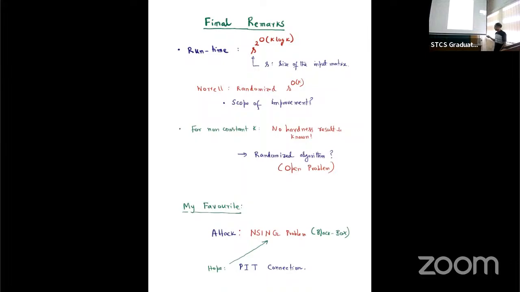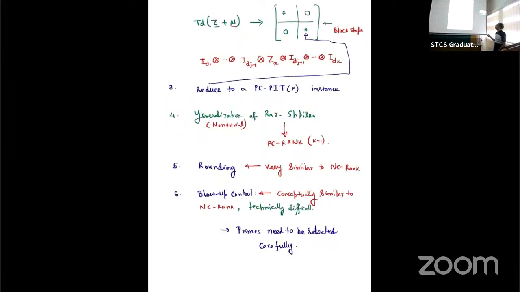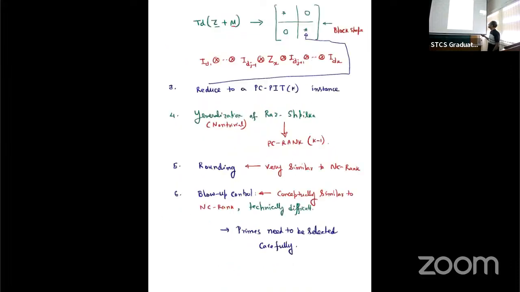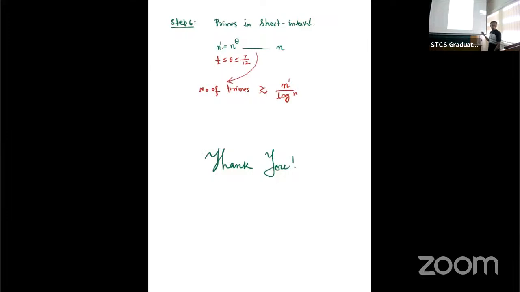I guess this PIT connection could be helpful in attacking the black box problem for NC, which has been open for a very long time. This was a non-black box algorithm, purely white box. Even before making this algorithm black box, we have to solve NC in black box. And for that, I feel the PIT connection could be helpful, but it's a long way to go. Maybe I should stop here.